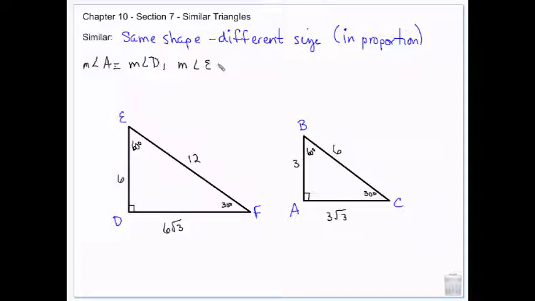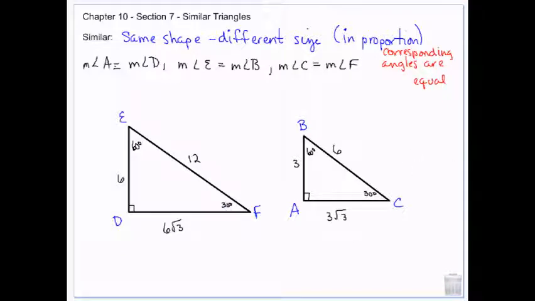The measure of angle E will be equal to the measure of angle B, and the measure of angle C will be equal to the measure of angle F. So corresponding angles are equal. What that means is the angles that are in the same spot on the shape are going to be the same measure. Like if you were to take a protractor and measure them, they would be the same. So E and B are both 60, D and A are both 90, F and C are both 30.